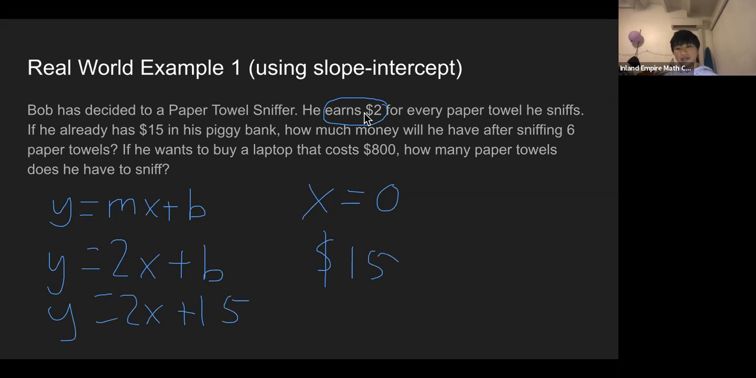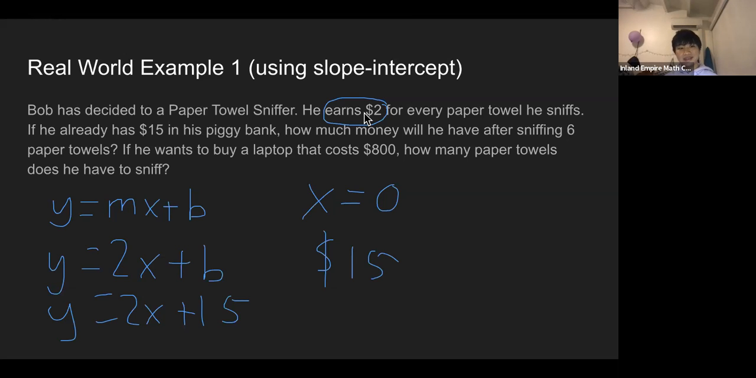Does this make sense to everybody? Okay, so now that we have this equation, what do you think we can do to figure out how much money he will have after sniffing 6 paper towels?